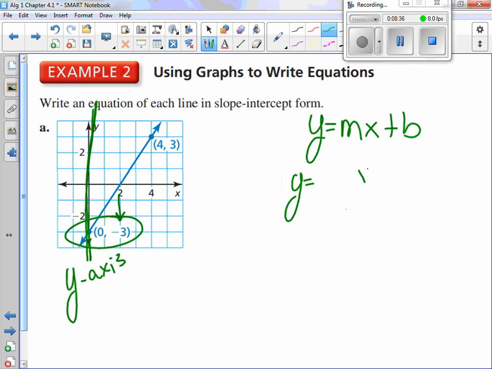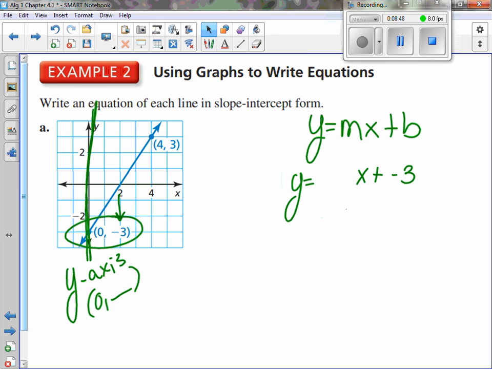Now we don't know what the slope is, but I know that the y-intercept is negative 3. Because the y-intercept point has x-value 0 and a y-value that is the number.